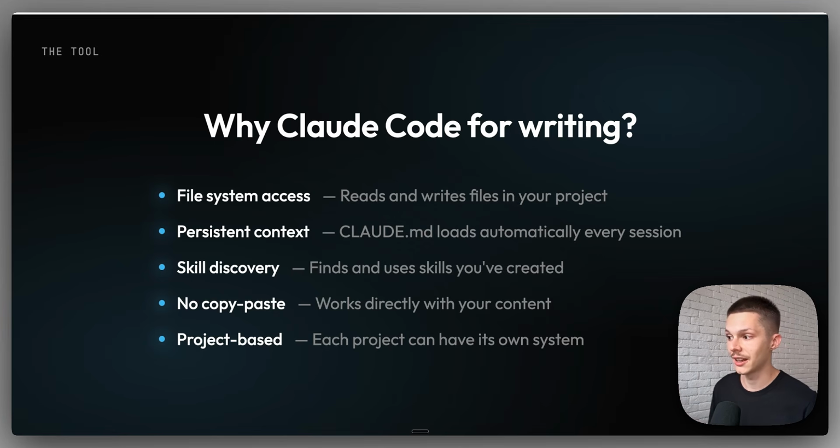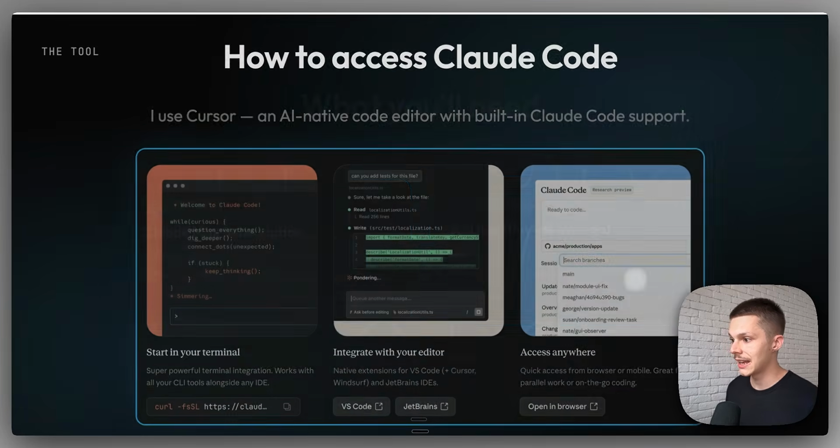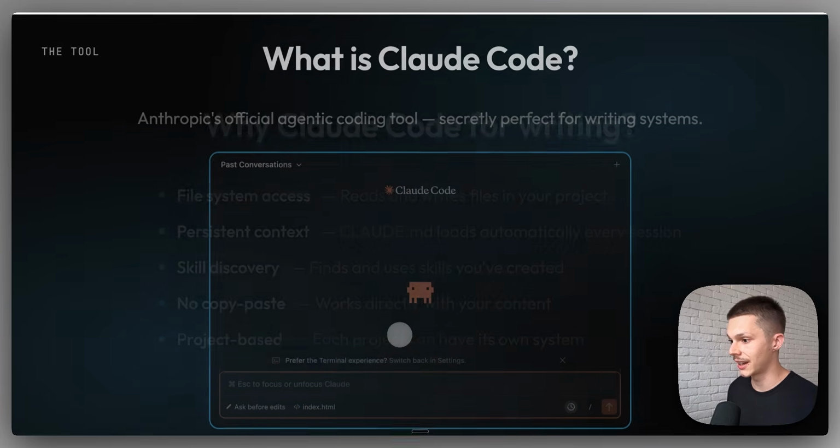Secondly, persistent context. We have a Claude system file that can load automatically with every session. So every time Claude fires off and does something inside of your folder, it reads these system instructions first. We have skill discovery. We can upload Claude skills in our folder and allow Claude to autonomously invoke those skills as an agent whenever it wants or needs to. We don't need to copy and paste all over the place. We can work directly in our content.